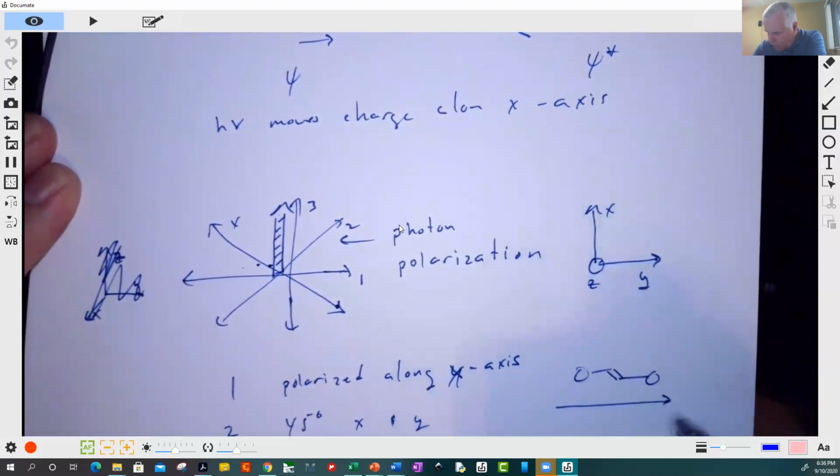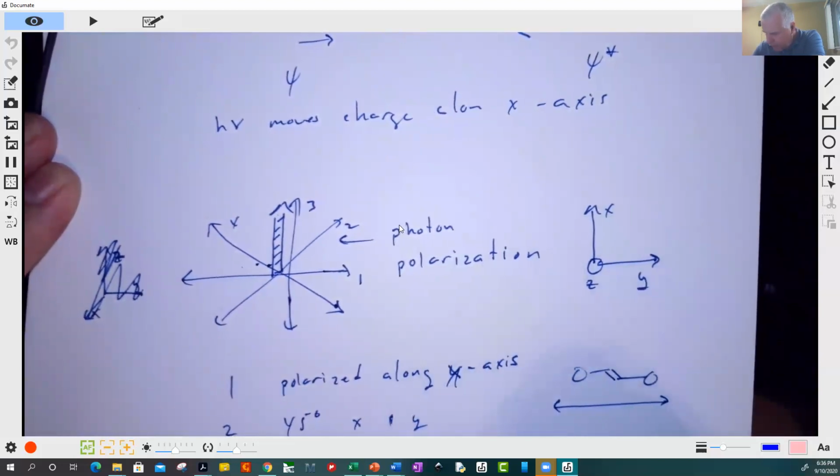number 1 has the polarization axis like that. And number 3 is the polarization axis is like that.